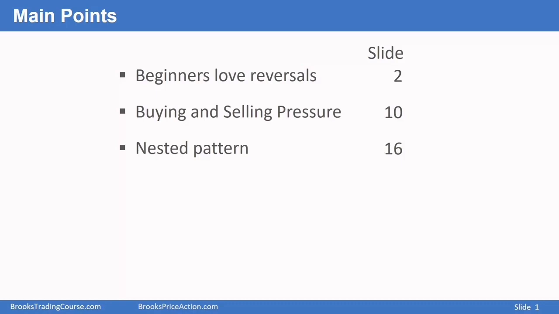I want to talk a little bit about buying and selling pressure, the earliest signs that one side might win. And finally, I want to talk about a nested pattern. That is a pattern within a larger pattern of the same type. For example, you might have a small wedge forming the third leg of an even larger wedge.